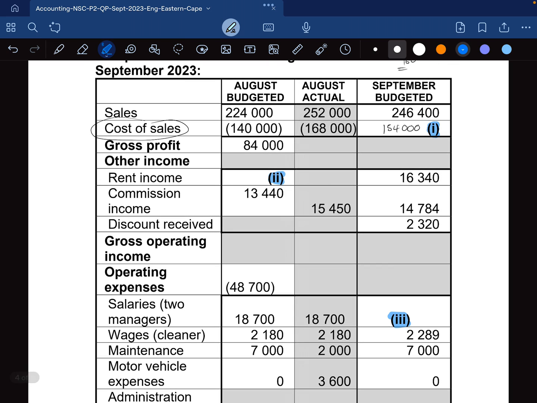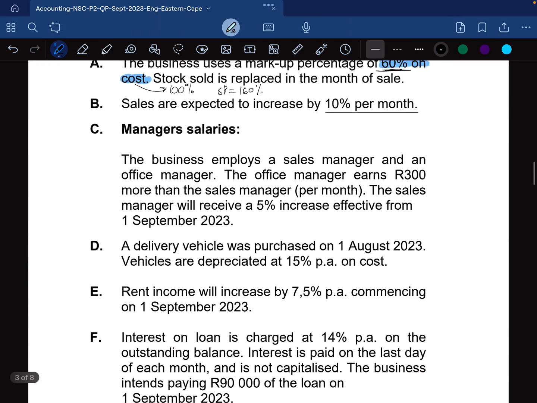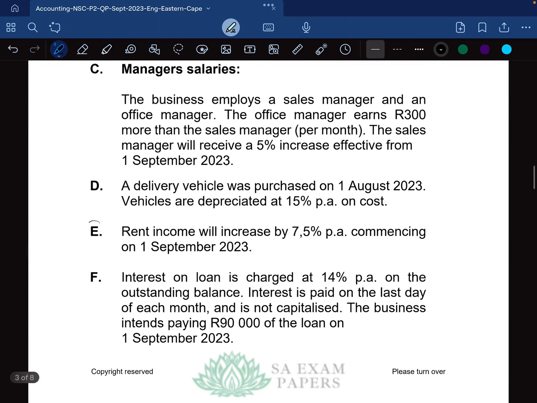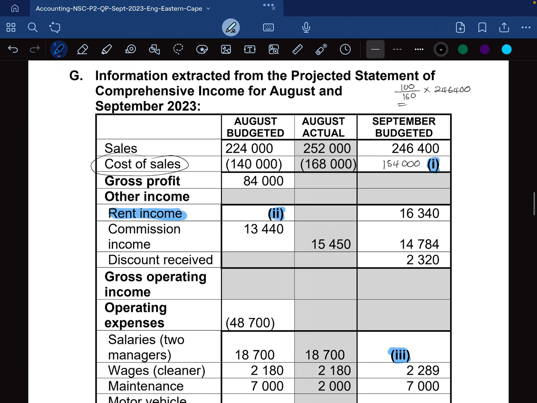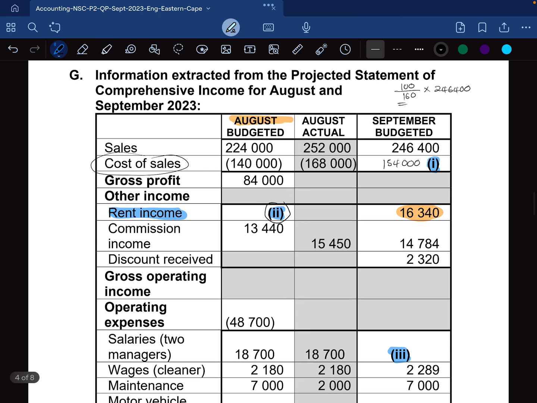So the second one requires us to calculate information that relates to the rent income. Okay, we read something about rent income on information E. So information E says rent income will increase by 7.5% per annum commencing on the 1st of September 2023. Okay, so here what we are calculating is the rent income, but look at which month. We are calculating the rent income for August, and here we're given the figure for September. So what we need to consider, we know that on the 1st of September, it increased by 7%.